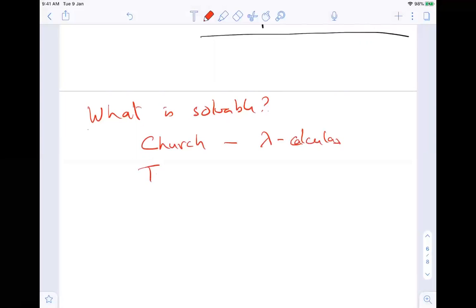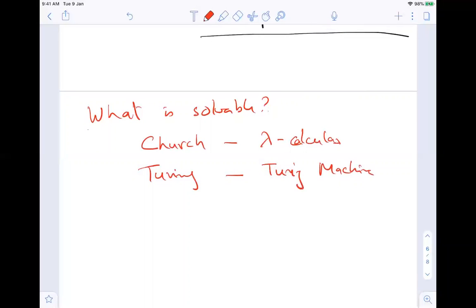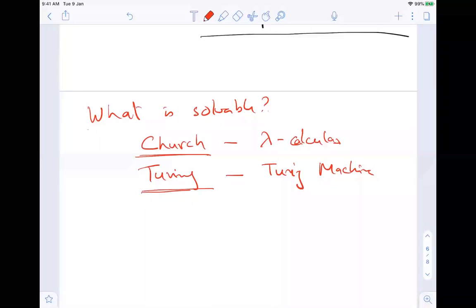And then Turing came and gave a very mechanical way of proving something. He gave this thing called Turing machines. And there's some more, actually. Finally, it was proved that whatever Church proposed and whatever Turing proposed are equivalent. If a problem is solvable according to the definition of Church, it is solvable according to the definition of Turing. And so that came as the Church-Turing thesis.